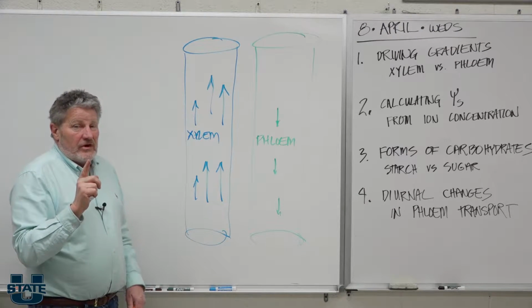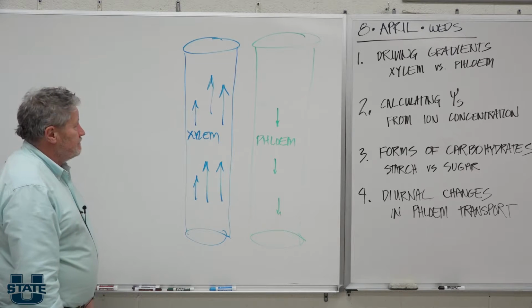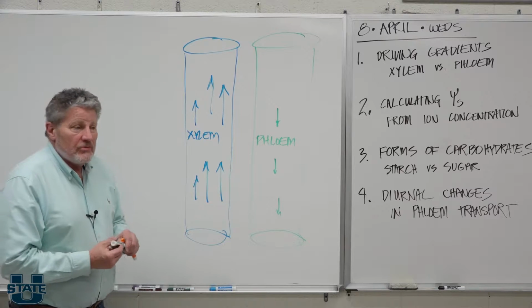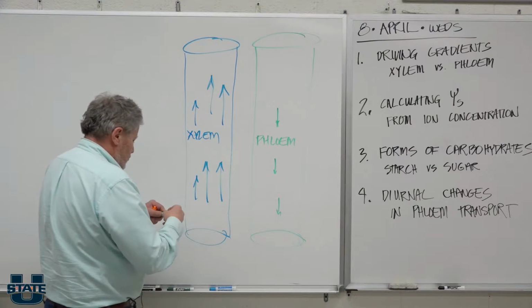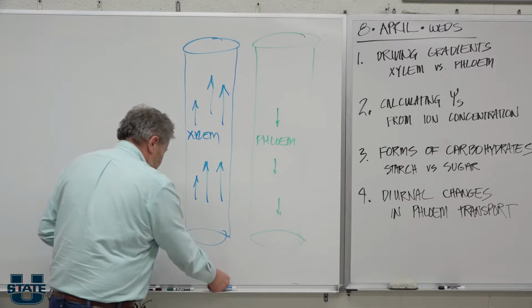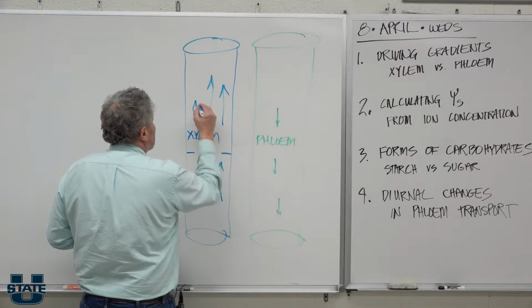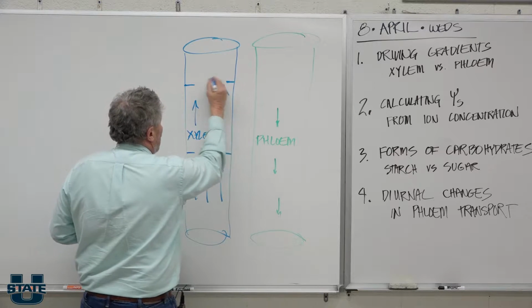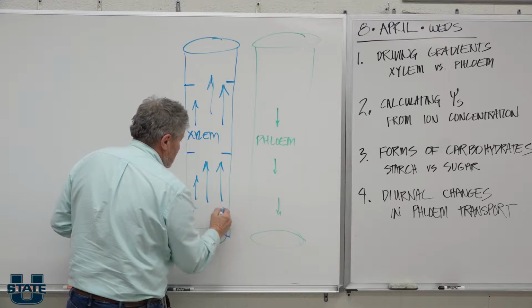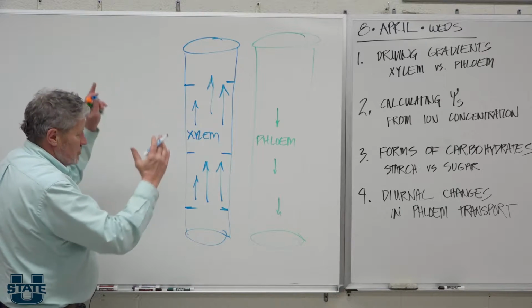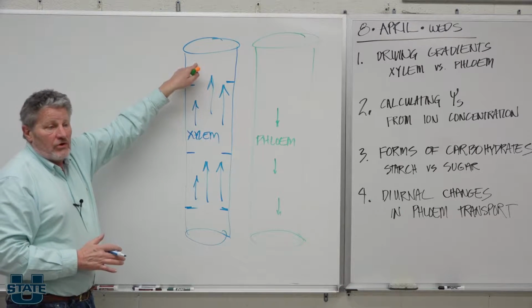But they're in opposite directions. How do we do that? And by the way, I drew phloem in green because if we do cell walls in the xylem, these are just little cell walls with a big open space. The xylem is not living tissue. This is a plastic soda straw sucking up water.